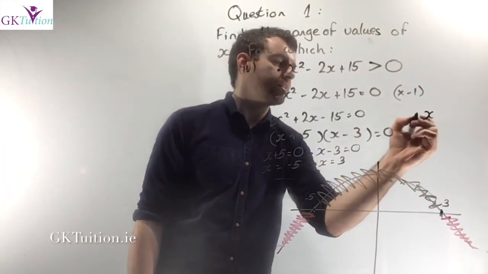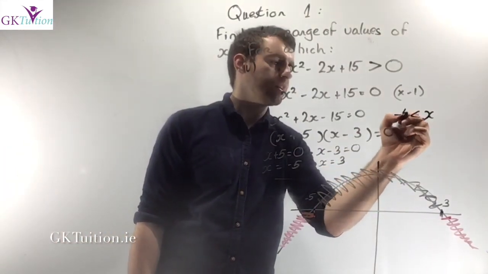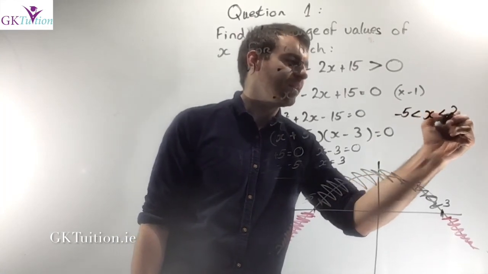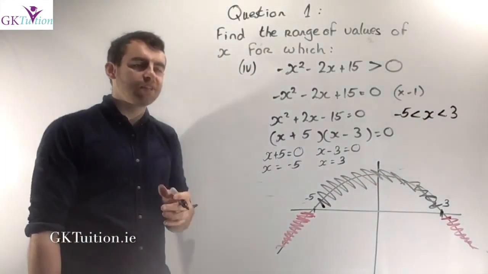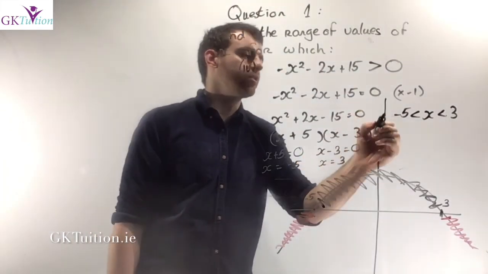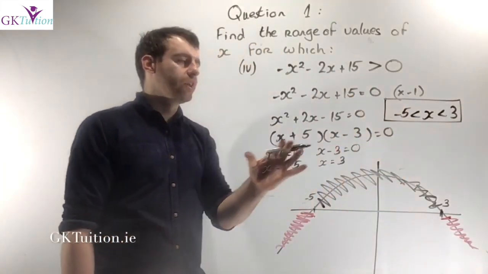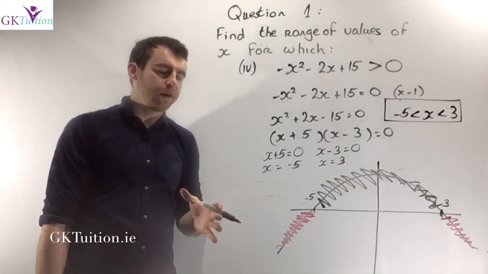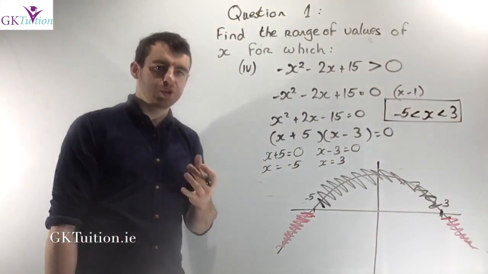The answer in this case is that when x is greater than minus 5 and when x is less than 3. Once again, I'm not using an equal to sign because there's no equal to in the original question. But in this case, just take note again that it's one region, so it's only one answer, whereas in part 3 we had two separate regions, so it was two separate answers.